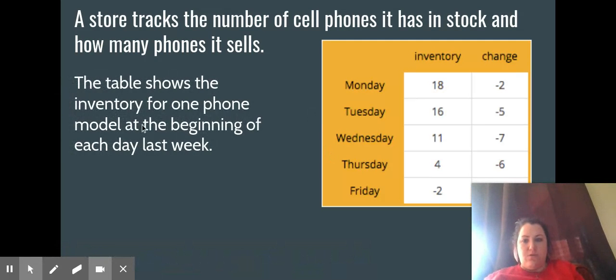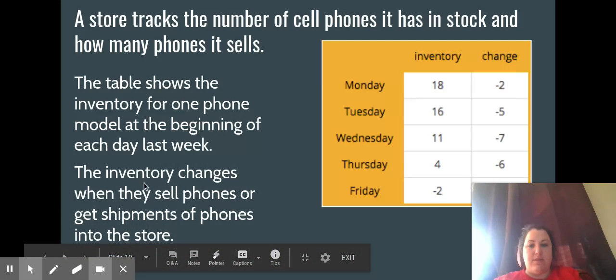Okay, so for one phone model at the beginning of each day of last week. So what it's saying is at the beginning of the day on Monday, they had 18 in stock. And then you have to think about what this -2 might mean in this case. Why would the change, so think about change, remember going up or going down. Why do you think this one's negative? So the inventory changes when they sell phones or get shipments of phones into the store.